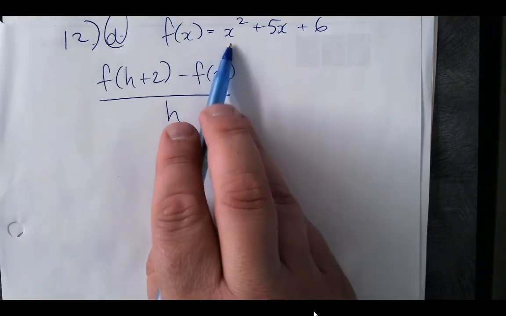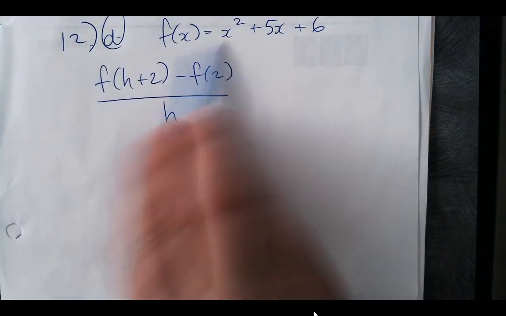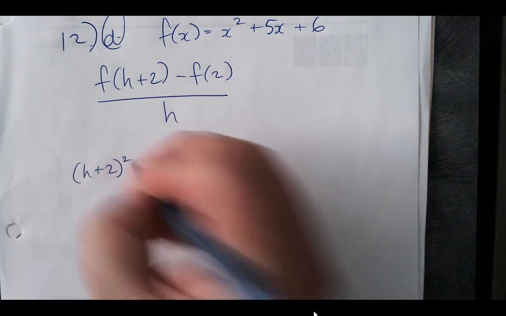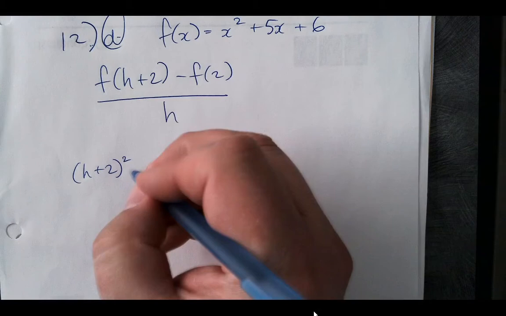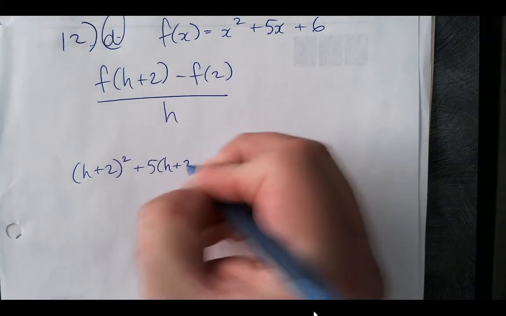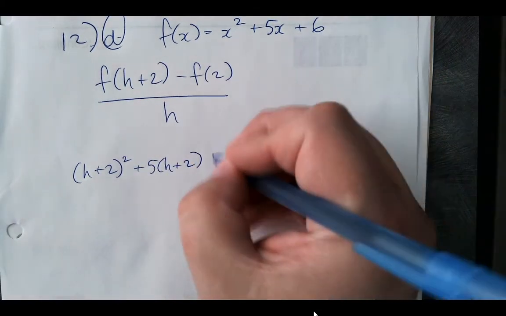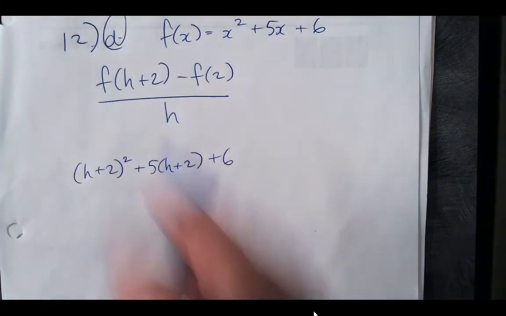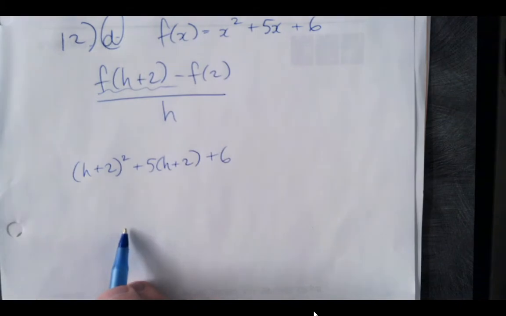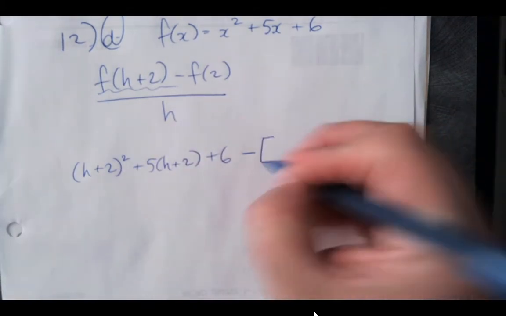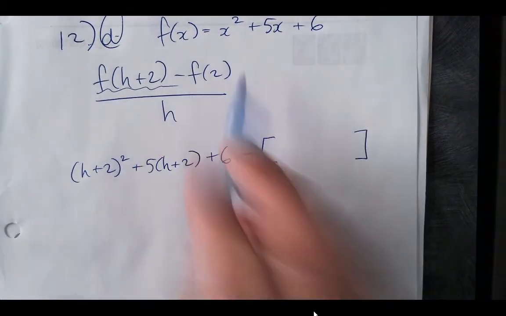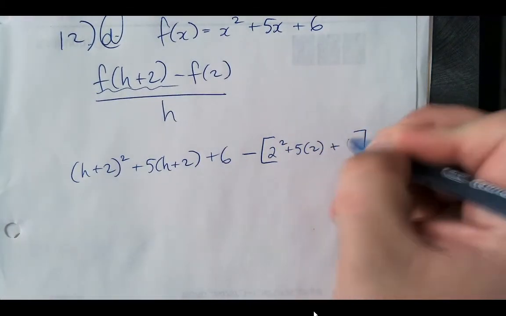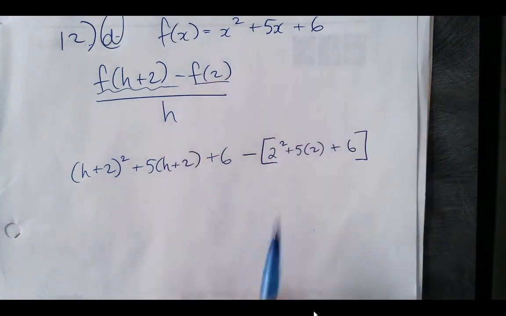Replacing x, oops, I'm off the screen. Replacing x squared with h plus 2 will make h plus 2 squared. Replacing this x with h plus 2 makes plus 5 times h plus 2. And then, of course, don't forget the plus 6. So that part there is right here. I've taken care of that so far. Then I have to minus, and I think I might use a big bracket here, minus f of 2. So that's going to be 2 squared plus 5 times 2 plus 6. There. This part is in here.